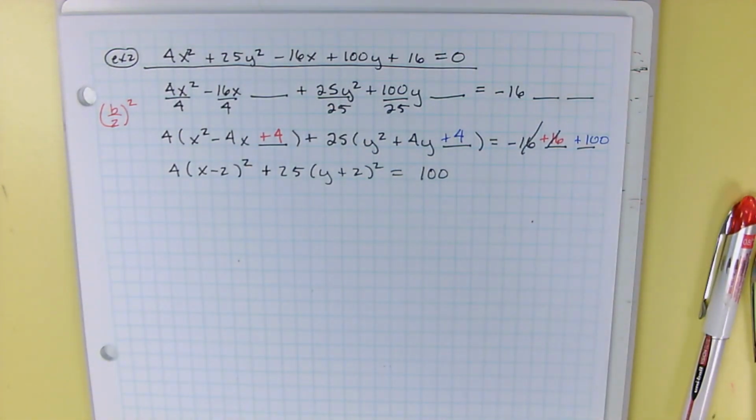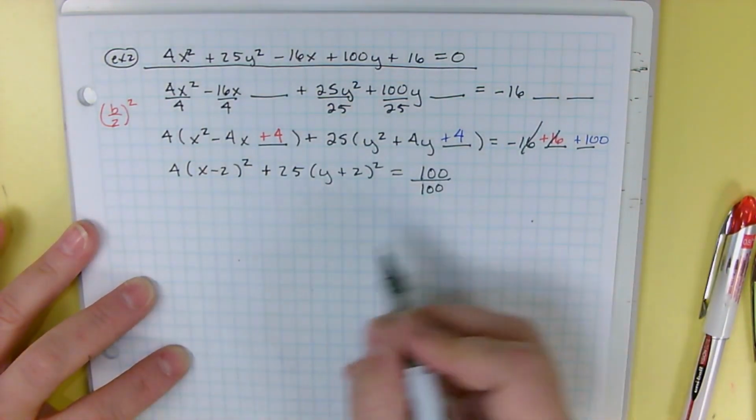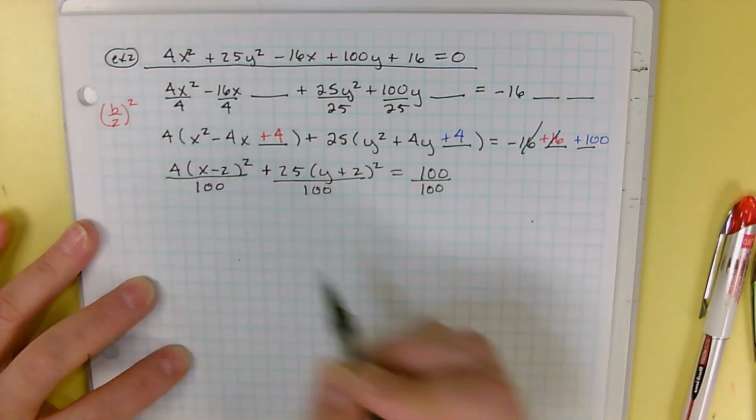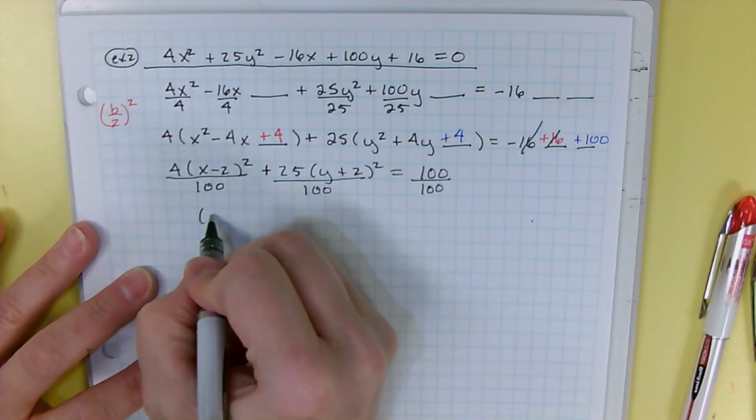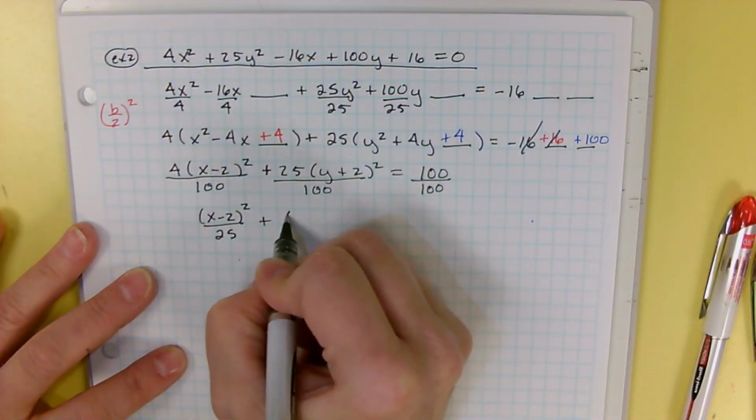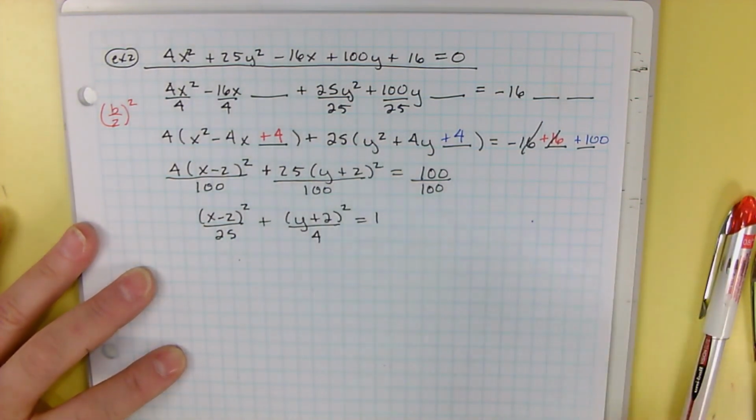All right, so we have completed the square. Now the second step, force the 1. So we're going to divide the 100 by 100 to make it a 1, which means I have to divide the other 2 by 100 as well. So that gives me (x minus 2) squared over 25 plus (y plus 2) squared over 4 equals 1.